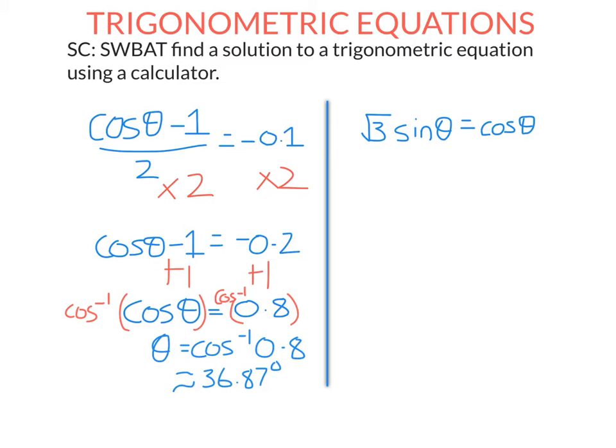If I wanted to give the answer in radians, all I need to do is times this by pi over 180. So if I times 36.87 by pi over 180, I get about 0.64, once again to two decimal places, and that's if the answer's in radians. So make sure you read the question. Is it asking you to give your answer in degrees or in radians?